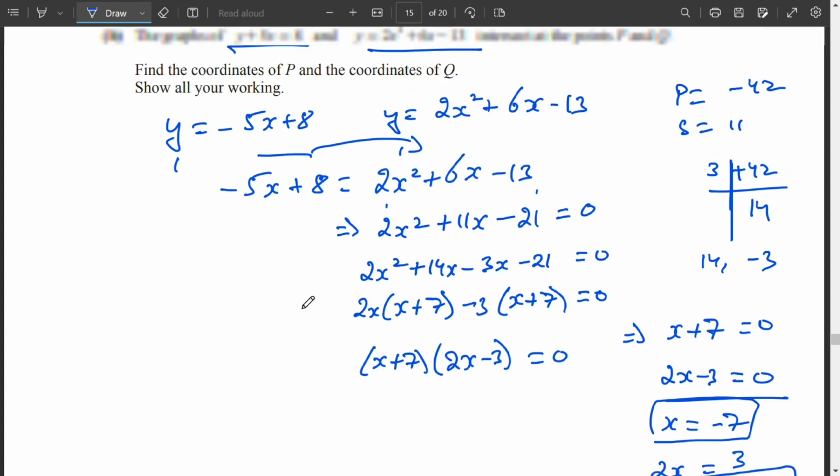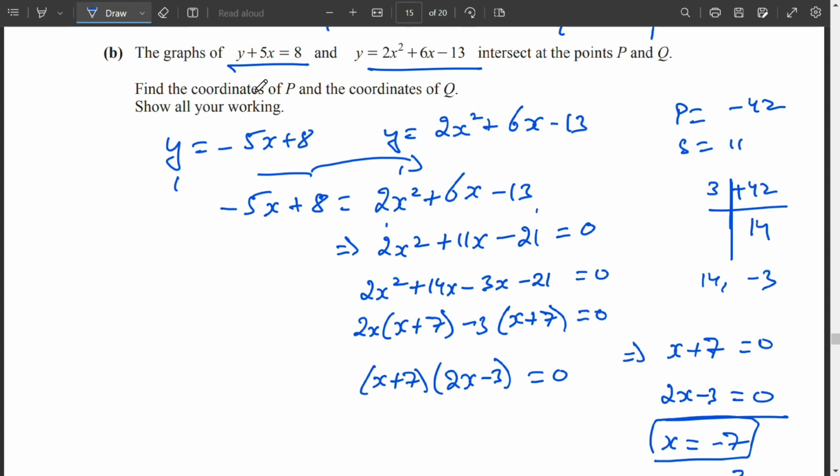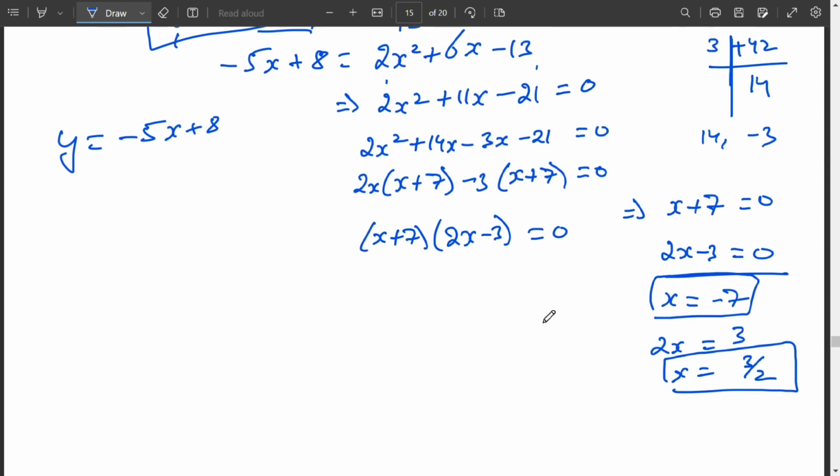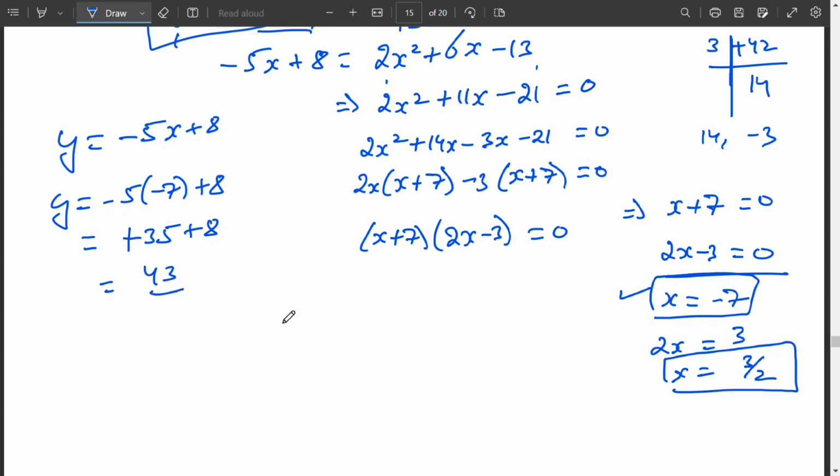Now we have to find the coordinates actually. So to get the y, we can use this equation. We know that y is minus 5x plus 8. So you first substitute the value of x as minus 7. So y is minus 5 times minus 7 plus 8. Minus minus makes it plus. So 35 plus 8 is 43. So one of the coordinates is x is minus 7, y is 43, minus 7 comma 43.